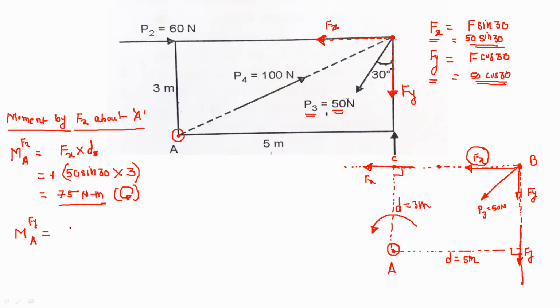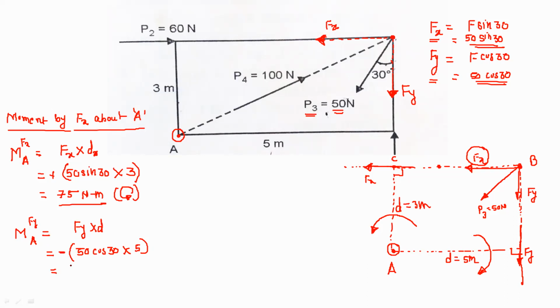Okay. So when we write the moment, it will be Fy into its perpendicular distance with respect to point A. So that is equal to the Fy component, 50 cos 30, into the perpendicular distance, 5 meter. And now just decide the direction. So fix the point A, apply the force here, and observe how the system will rotate. The system will rotate in this direction because of the force Fy. So therefore it is minus.